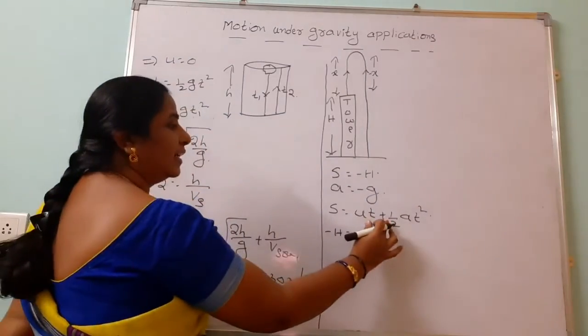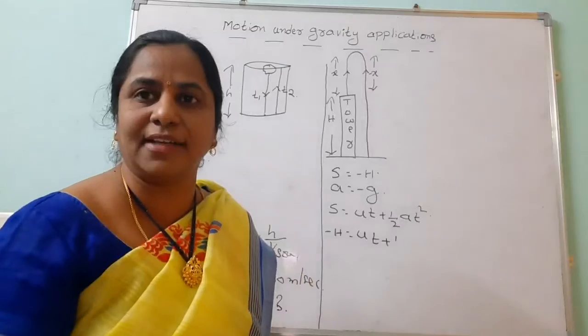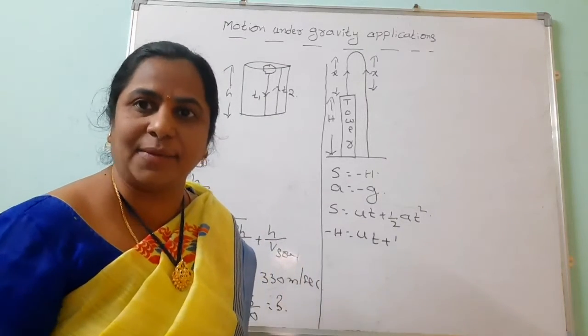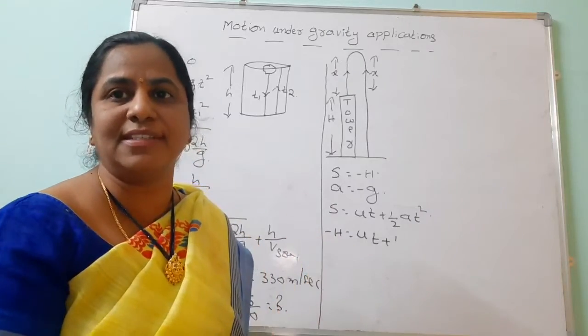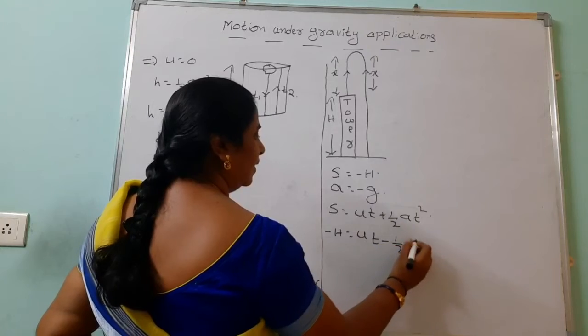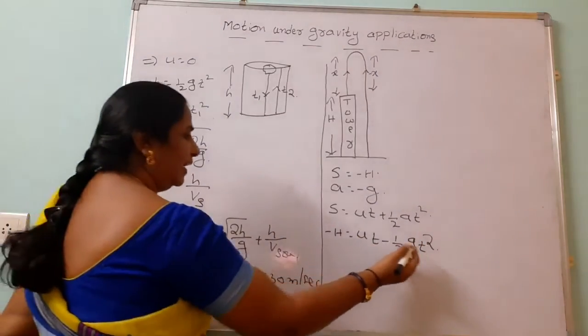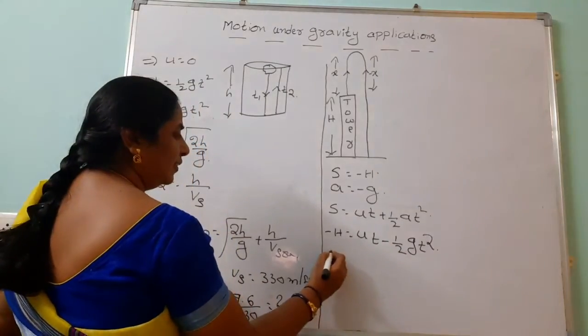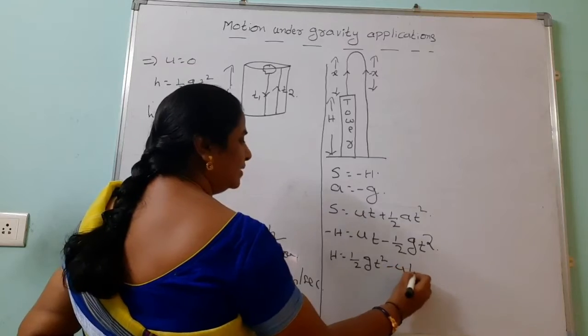Most people get confused and take g instead of a. We think in our mind that the body is coming down. But if initially we project upwards, then a equals minus g. So minus half g t square. After simplification, the minus cancels, so H equals half g t square minus ut.